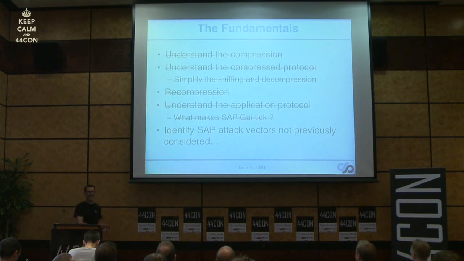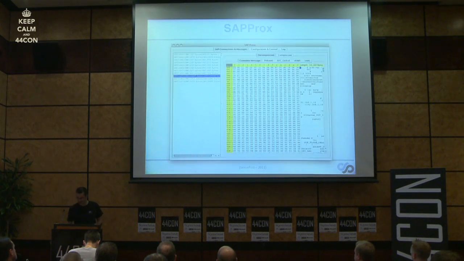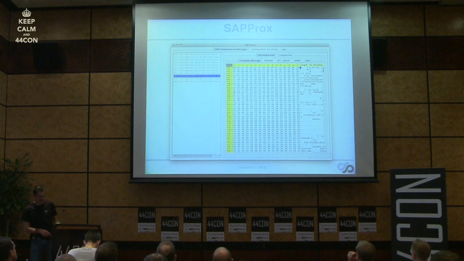Right, so basically we've got the fundamentals. We sort of understand how the stuff is fitting together. And the thing over here is to take all of these various issues and identify SAP attack vectors which have not previously been considered. So as far as this goes, we've now got SAP prox, which is like so.